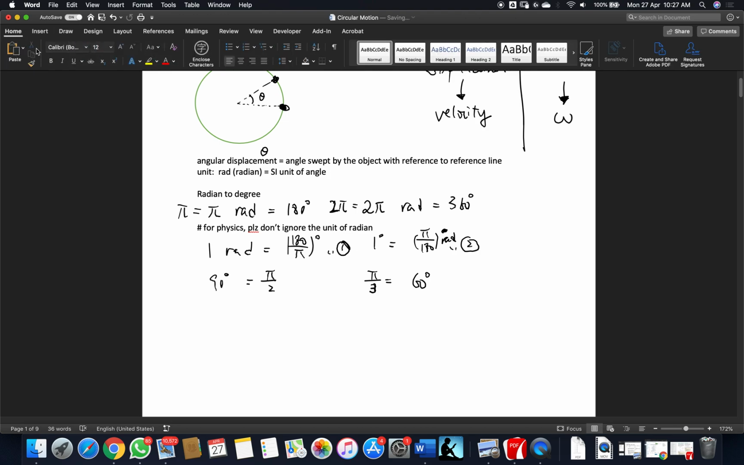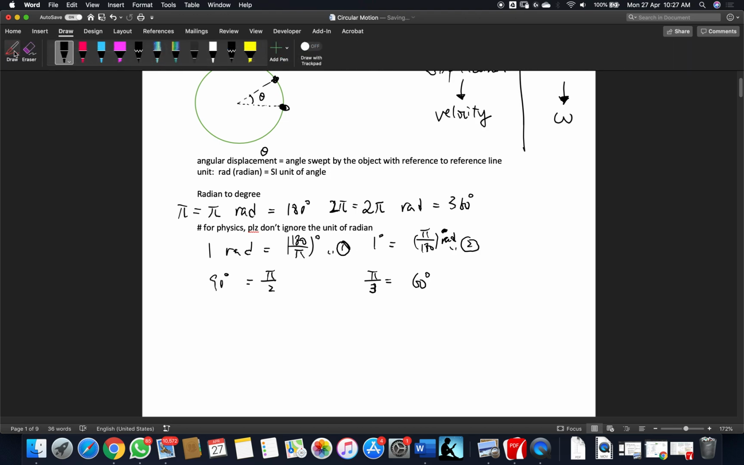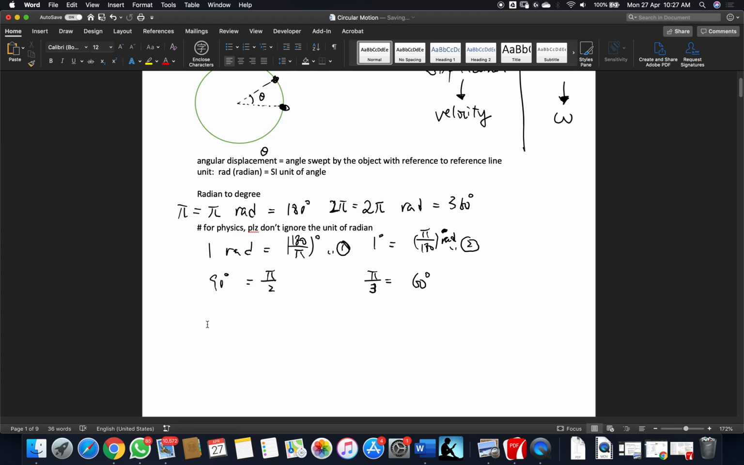So if you still remember how we define the velocity, velocity is a rate of change of displacement. For angular velocity, the definition is quite similar. It is rate of change in angular displacement.